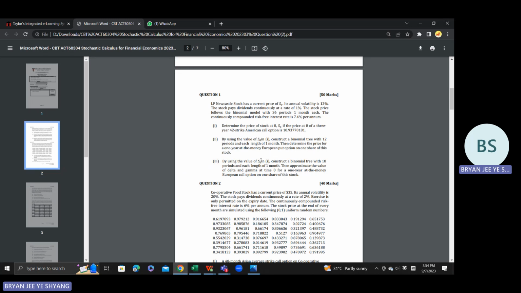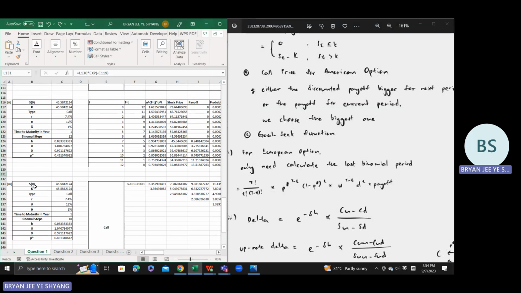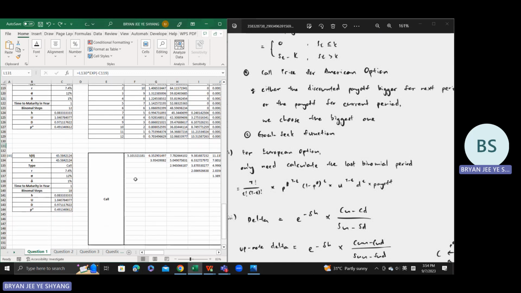So let's move to question 3. By using the value of S0 in question 1, construct a binomial tree with 18 periods and each length of 1 month. Then approximate the value of delta and gamma at time 0 for a 1 year at the money European call option on one share of this stock. So our S0 and K is equal to 48.5 at 42124.